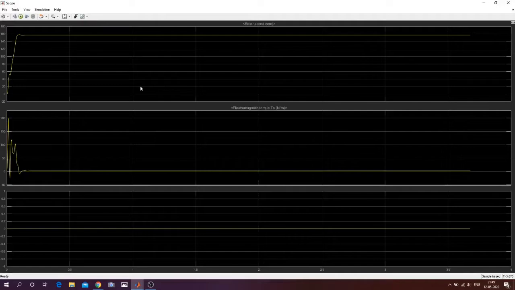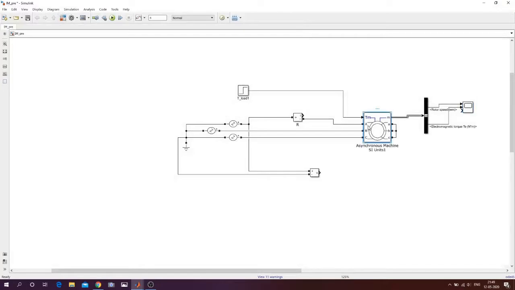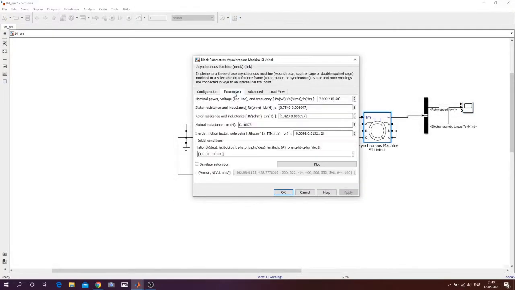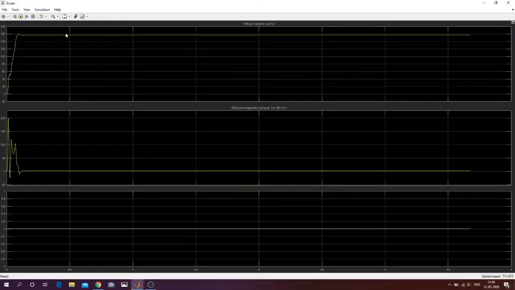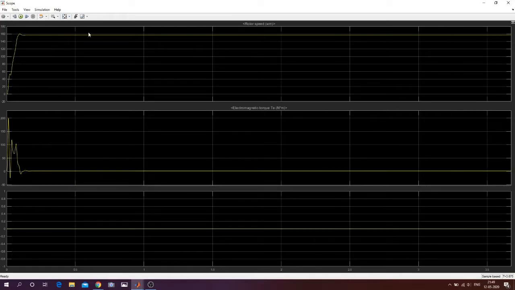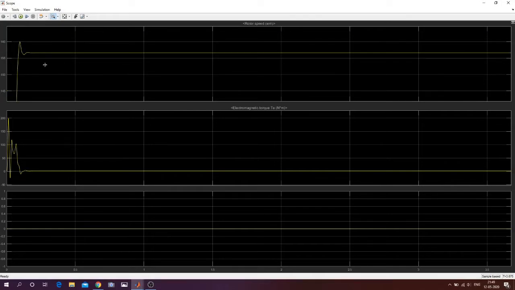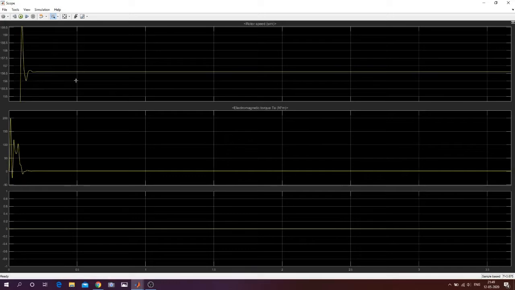So you can see this is the scenario. Keep a look over here: the parameter I have given is a 50 hertz supply, 50 hertz frequency. So the speed of the motor will be around 157, but less than 157, because 157 is the synchronous speed. So let us check. In this condition there is a steady state.